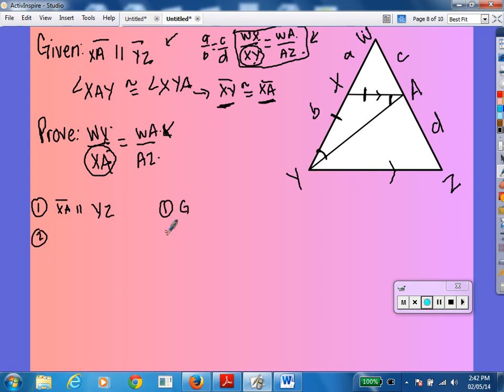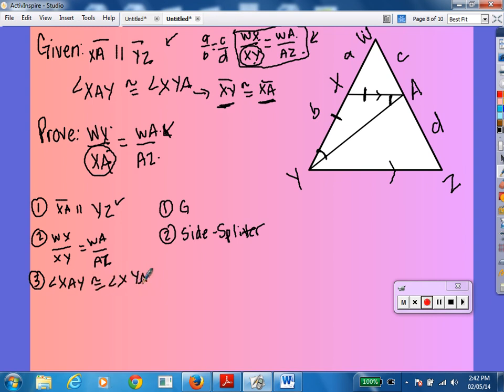Our next statement off of that, I wrote right away, was WX over XY equals WA over AZ. And the reason is the side splitter theorem. So you can just write side splitter. You don't have to write theorem. I get it. All right, and that takes care of our first given. Then we're going to go to statement 3, which was angle XAY is congruent to angle XYA. And that was another given.